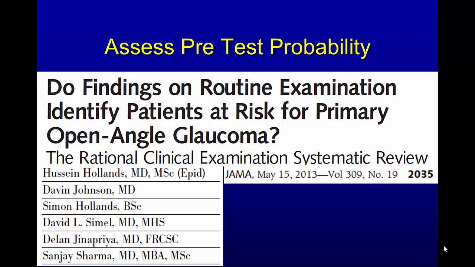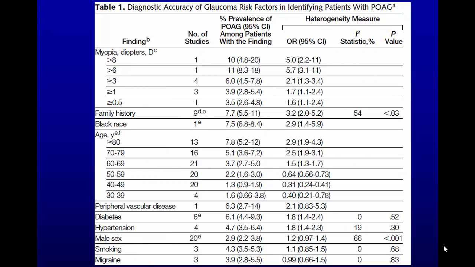And when I was trying to develop this course and develop this talk, I looked around the literature, and the only place I found good data was the GP literature. And this is the GP publication from the general practitioners. And this provides a lot of information that we can use to develop pre-test probabilities. And this is one of the tables from that article. So for a 50 to 59-year-old, the prevalence of glaucoma is approximately 2%. So that's a good starting point.